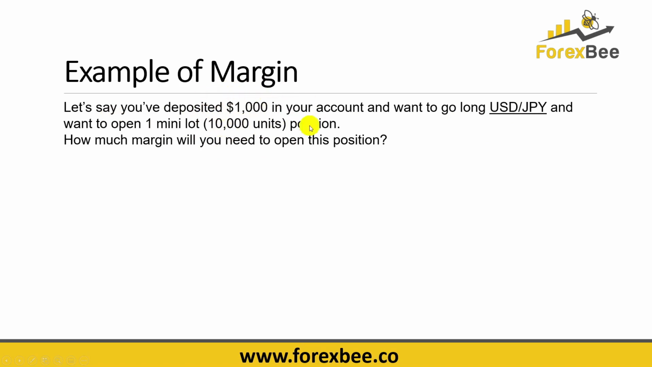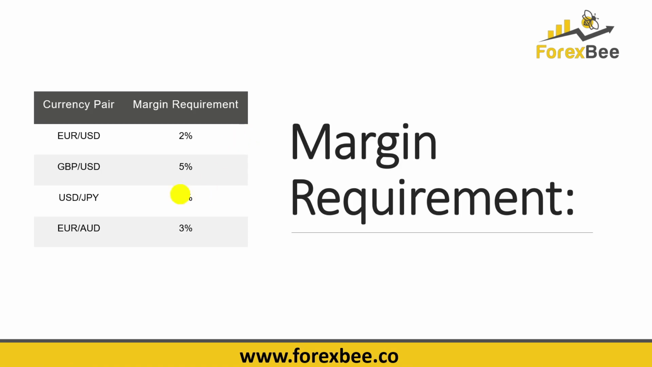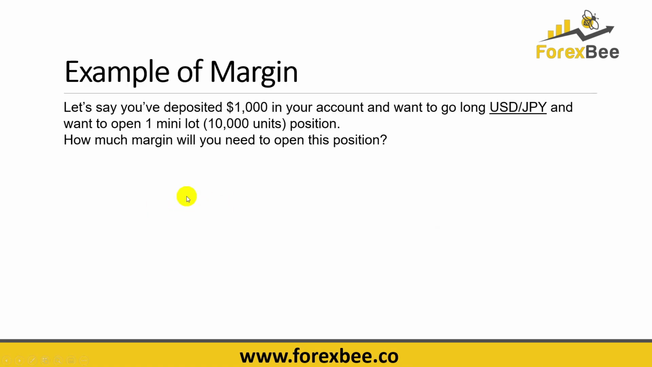So let's say you have deposited $1,000. Now, as we saw in the previous slide, the margin for the USD/JPY pair is 4%. In order to calculate your margin, you need to calculate 4% of $10,000. Now 4% of $10,000 would be $400. So that would be your required margin.